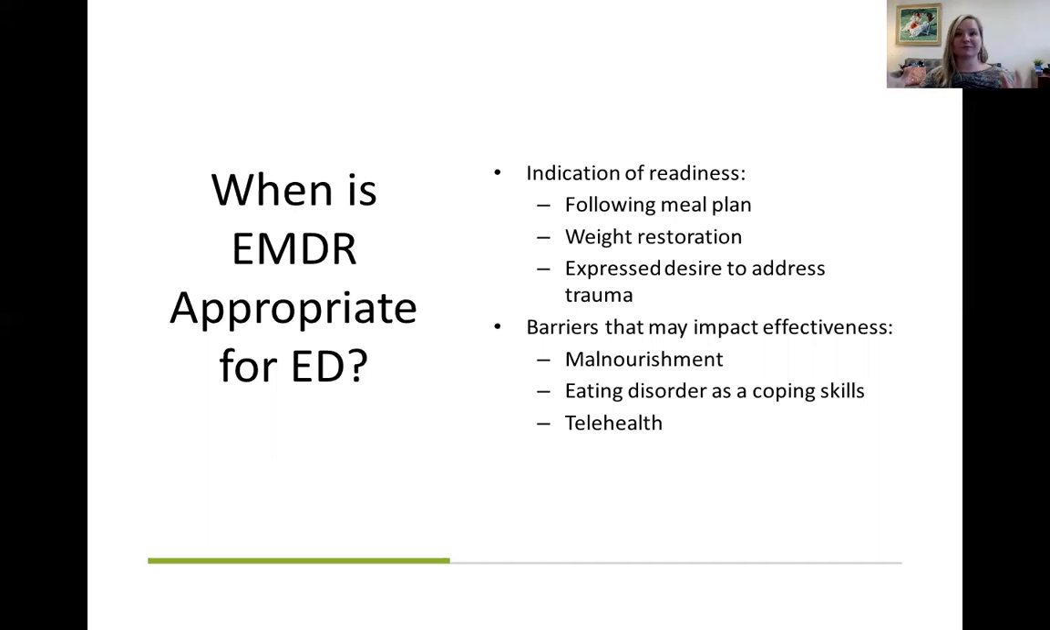Inpatient can be a little bit different because there is more control to make sure they continue eating, but outpatient, there is that risk of my eating disorder has historically been a coping skill for my trauma. So wanting to make sure that they are weight restored. I've had women come inpatient who said they did eating disorder treatment before they came in and they don't remember anything from it just because they weren't in a good place. Their minds weren't nourished to be able to do some of that work. So barriers that impact effectiveness, kind of the opposite: malnourishment, eating disorder as a coping skill.